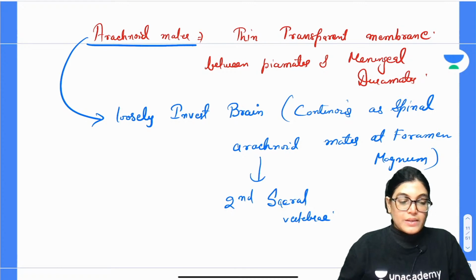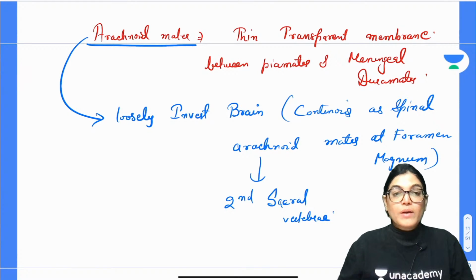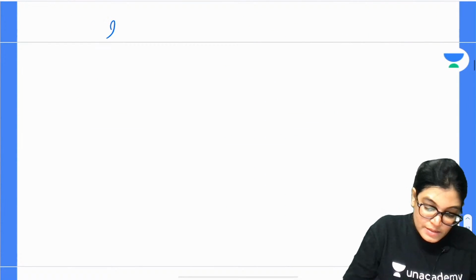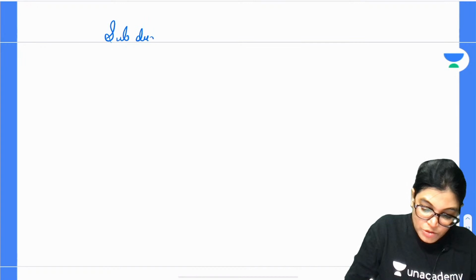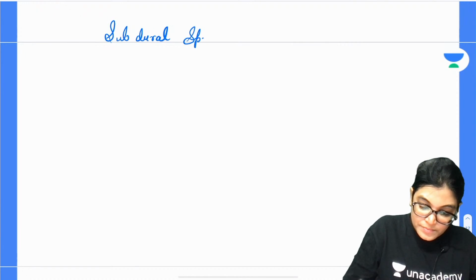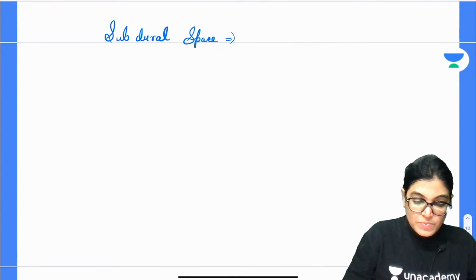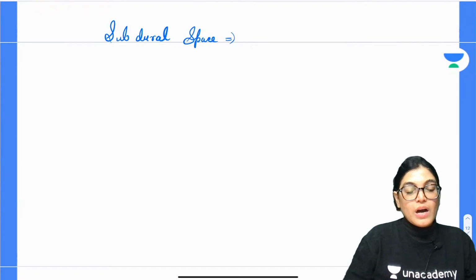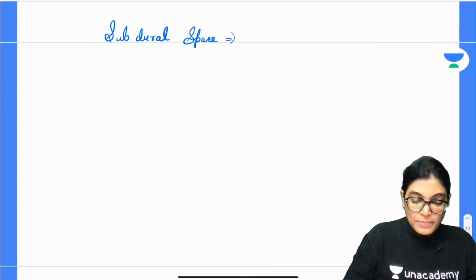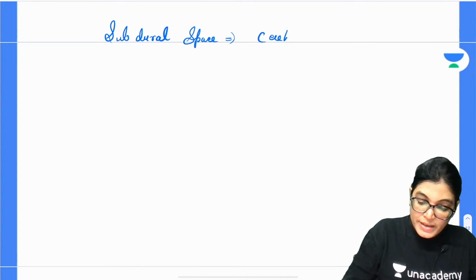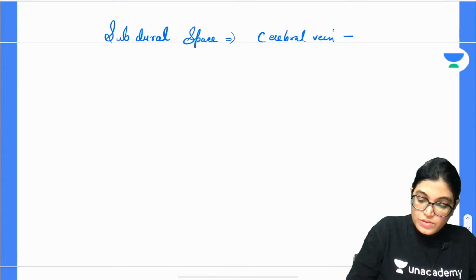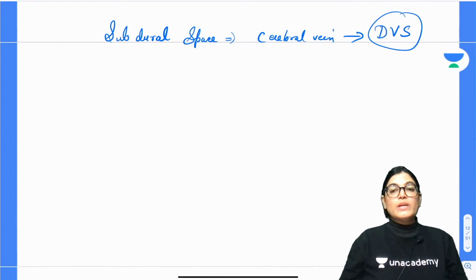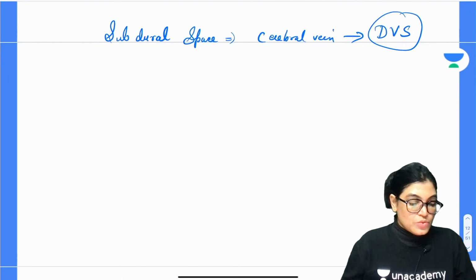Got it? Second sacral vertebrae. Now coming to the subdural space. When we are talking about the subdural space, it lies exactly between the meningeal layer of the dura and the arachnoid matter, and it contains cerebral veins which are on their way to drain into the dural venous sinuses.